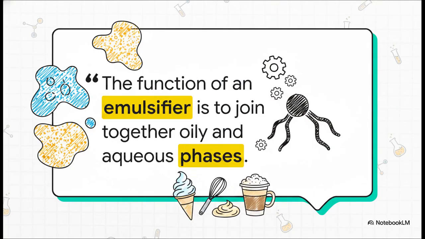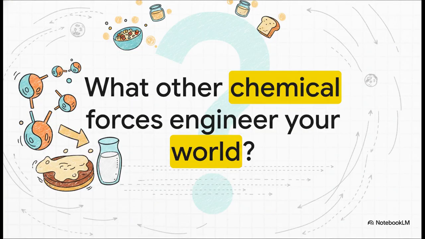Ultimately, emulsifiers really are the invisible engineers of our modern food systems. They serve as this incredible chemical bridge between biology, physics, and engineering, working tirelessly against the fundamental laws of thermodynamics to create the safe, stable, and enjoyable products we rely on every day. Which leaves us with one final thought to ponder. If a few microscopic molecules can fundamentally change the physical nature of the food sitting right on your plate, what other invisible chemical forces are quietly engineering the world around you right now?